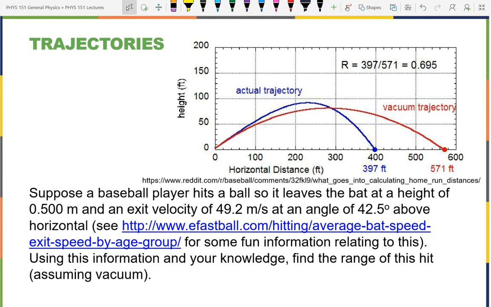Now real life raises its ugly head. In real life, we have air, and air makes a difference. So let's say you're a baseball player. You're taking a nice swing at the ball. You want to hit it out of the park, right? Everybody wants that. As the commercial says, chicks dig the long ball. So you want to hit a long ball, but the air makes a difference.